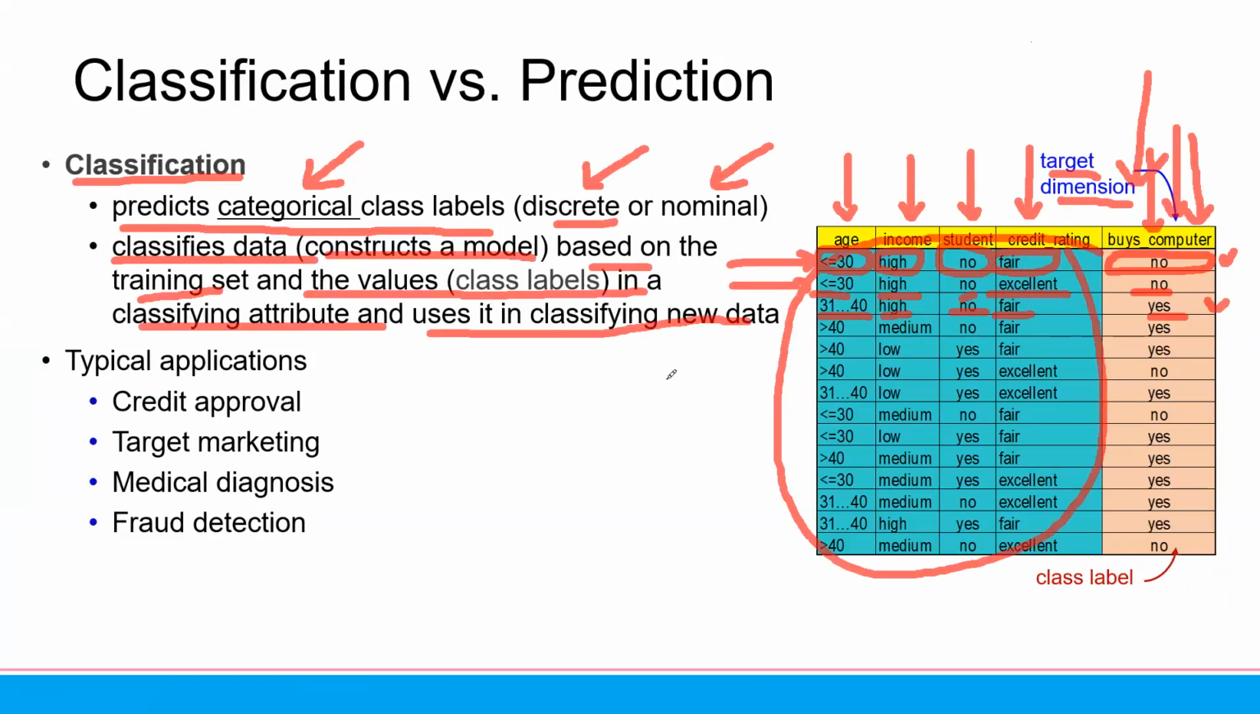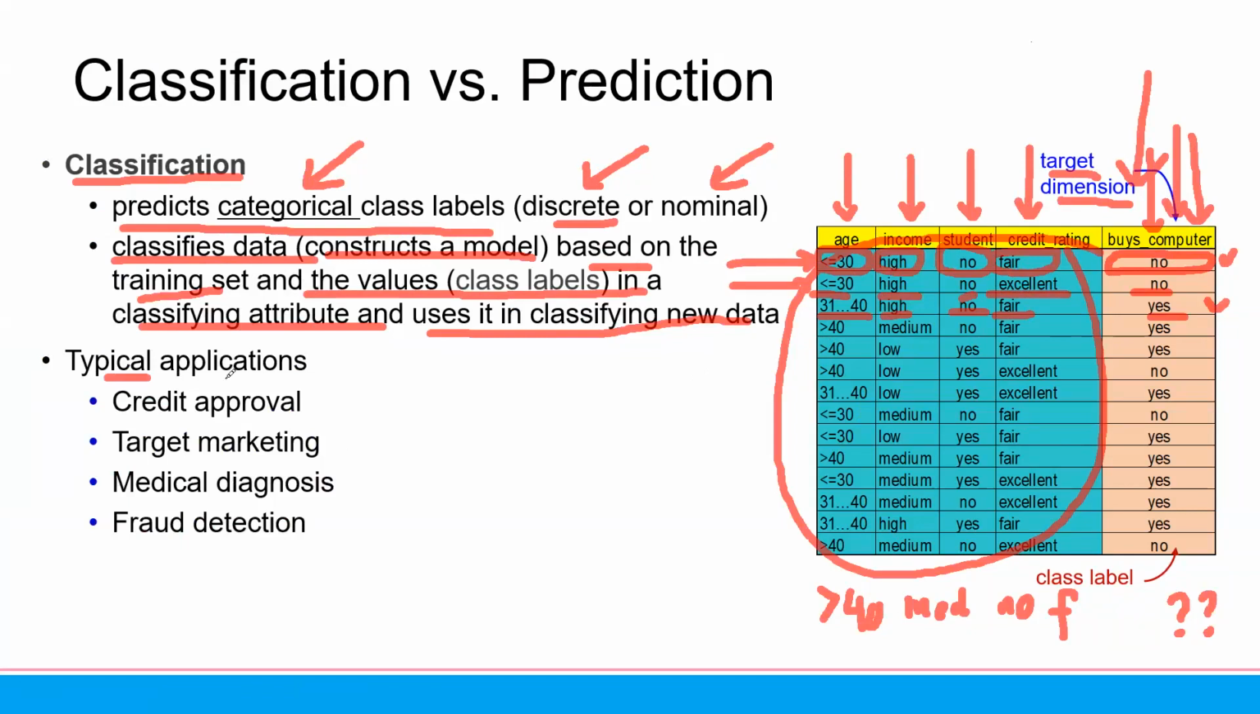So for example, I go to the store. Okay, my age is higher than 40. Let's say my salary is medium. And then I'm not a student, no. And my credit rating is fair. So can you know whether I will buy computer or not? If we learn from this data, we will be able to do some classification.